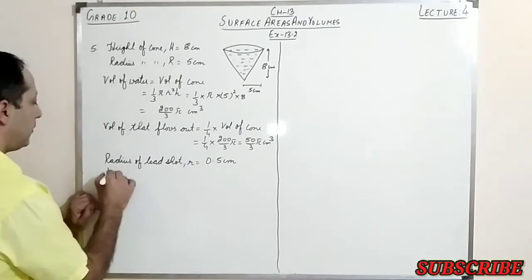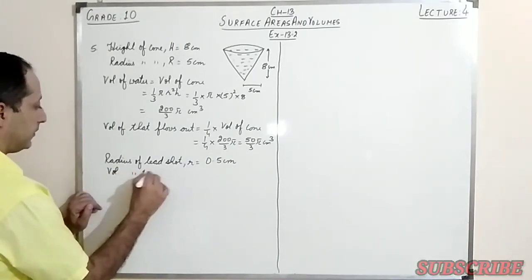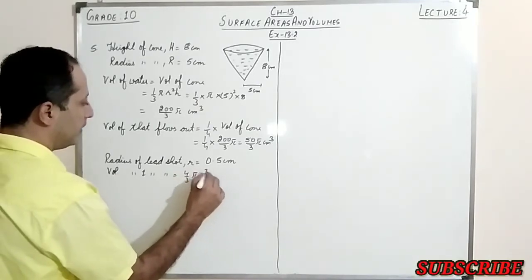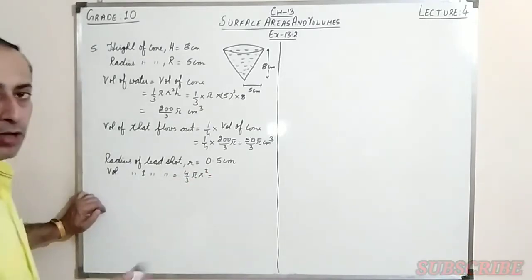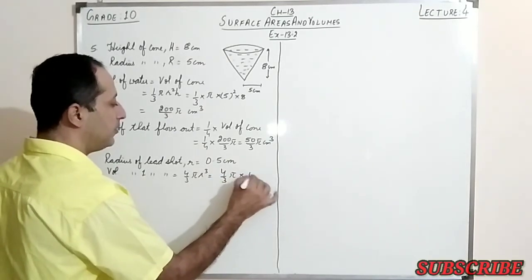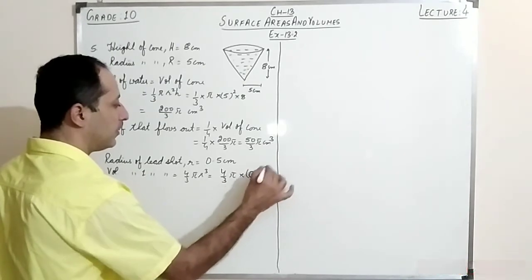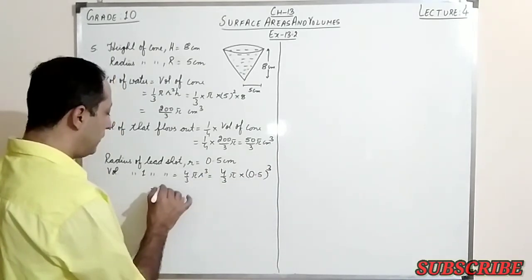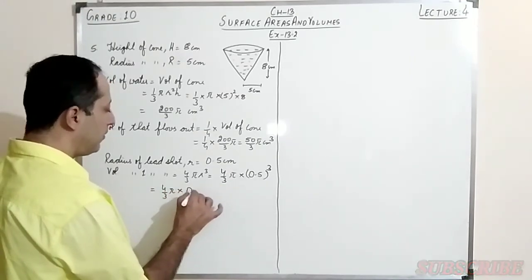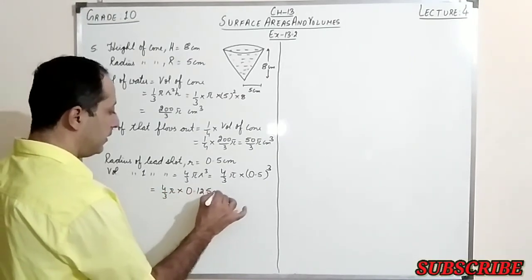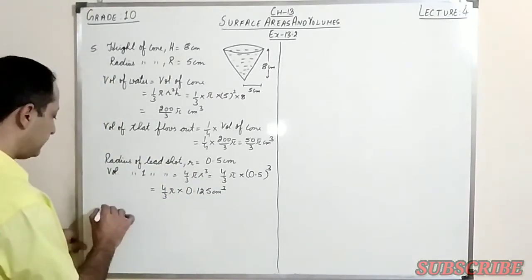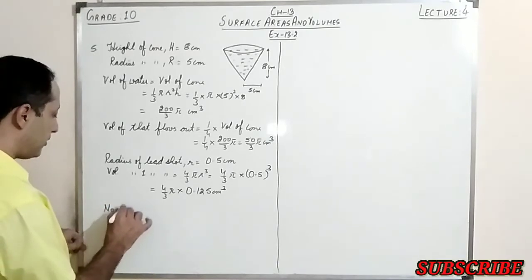Right. So volume of one lead shot, formula is 4 by 3 pi r cube. So what we do is to substitute the value of r only, we don't substitute the value of pi. So this is 4 by 3 pi into 0.5 whole cube. So this comes out to be 4 by 3 pi and the cube will be into 0.125 centimeter cube.